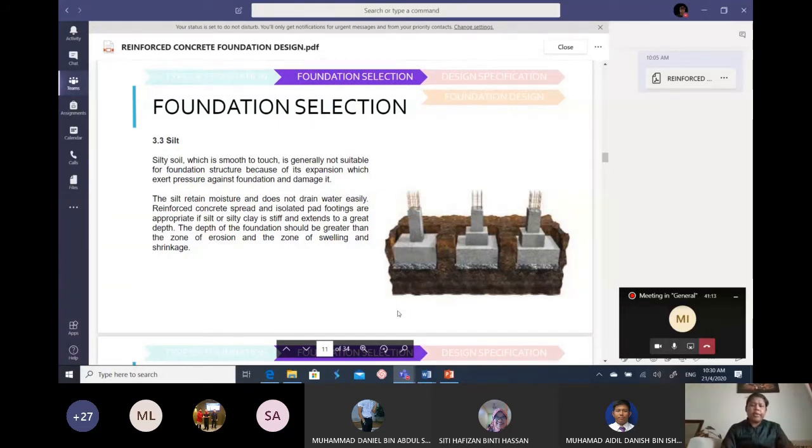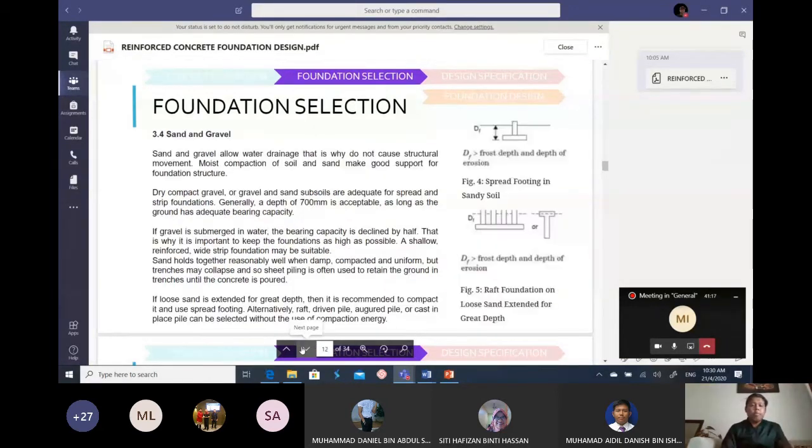Okay, sand and gravel. Sand and gravel allow wide water drainage and do not cause structural movement. Moist compaction of soil and sand makes good support for the foundation. So when gravel and sand are compacted, it will increase the soil bearing capacity. So it is good for us to have these types of soil to construct a shallow foundation.